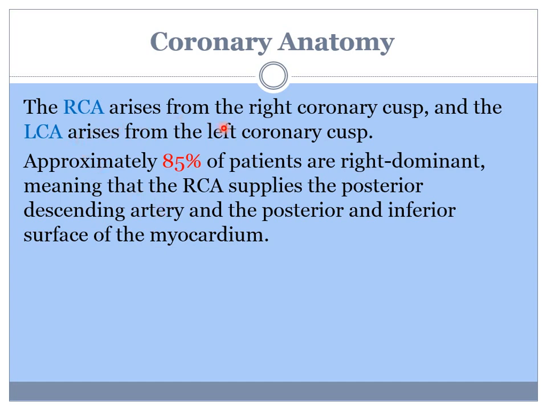Right coronary artery arises from right coronary cusp, and the left coronary artery arises from left coronary cusp. Approximately 85% of patients are right dominant, meaning that the right coronary artery supplies the posterior descending artery and posterior inferior surface of myocardium.